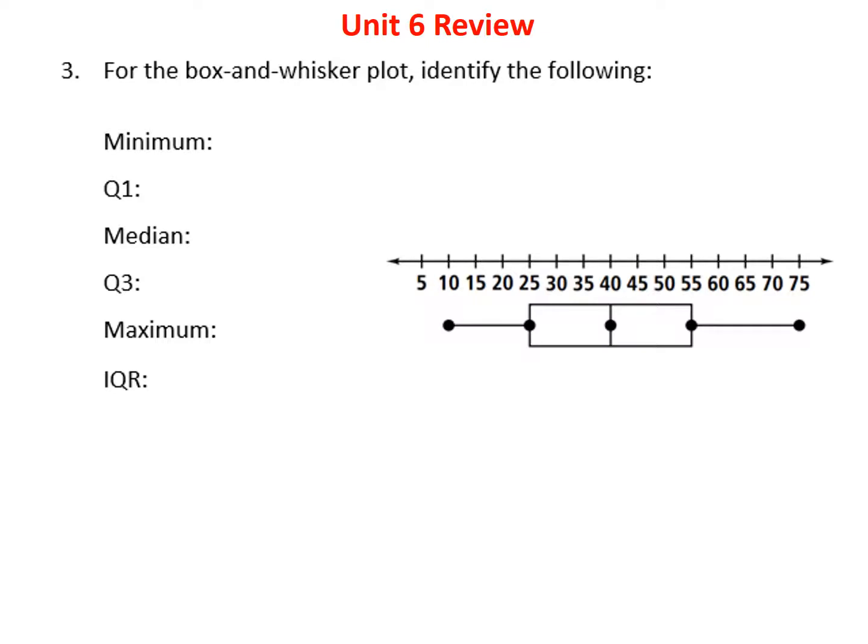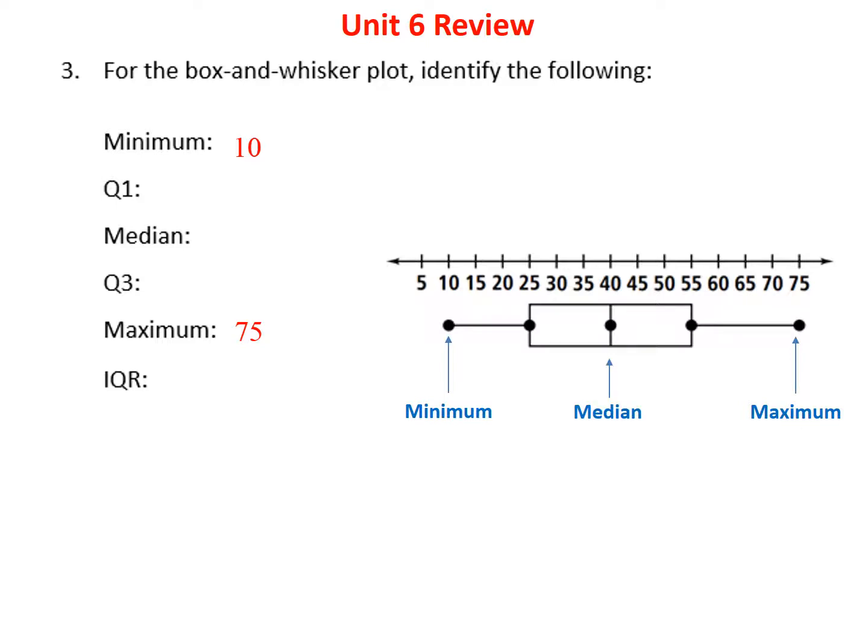The third problem gives us a box and whisker plot and asks us to identify the following. First off, the minimum is the smallest, and that's way over on the left-hand dot here, and that is the number 10. The maximum is the largest. So the maximum is 75, and the median is the middle.